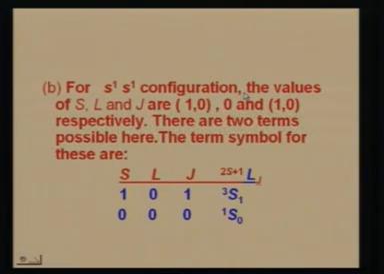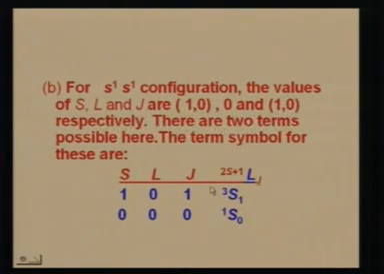For this configuration we have also calculated the corresponding S, L and J values, and they come out to be: two allowed values of S, 1 and 0, and the allowed value of L was only 0. If this 0 is taken with 1, then J becomes 1, and if this 0 is coupled with S equal to 0, then J becomes 0. So for this configuration there are two sets of S, L and J values. When S is 1, L is 0, J is 1. This is one set, and the second set is when S is 0, L is 0 and J is 0.